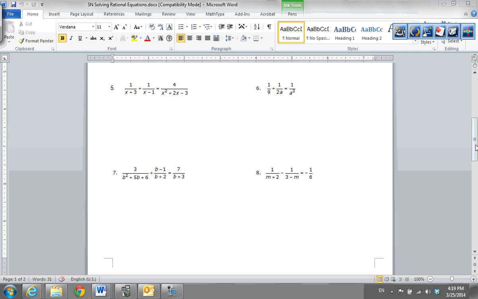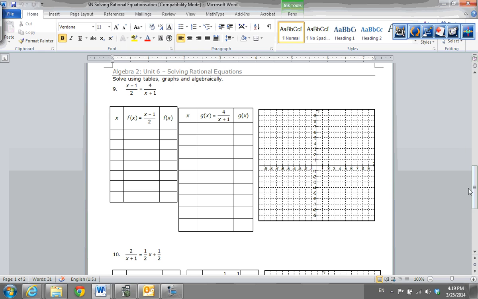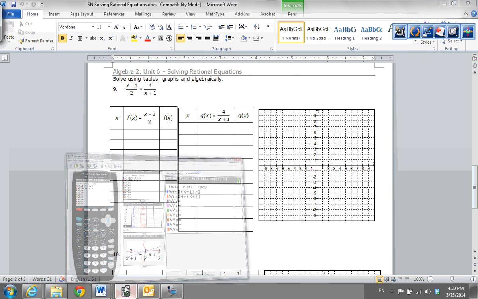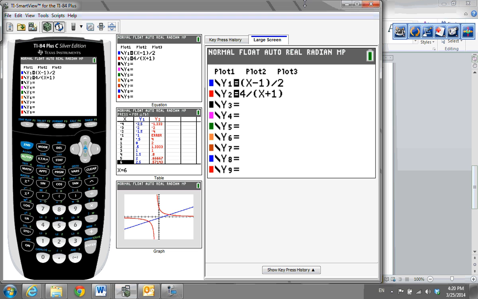Now we can also use the calculator to help us out, and that's going to be the back. Now on number 9, if you put this equation into y1 and this equation into y2, we can use the table and the graph to help us figure out where the answers are. So there's my y1, there's my y2. Notice how I have parentheses. We need to be sure we include those.